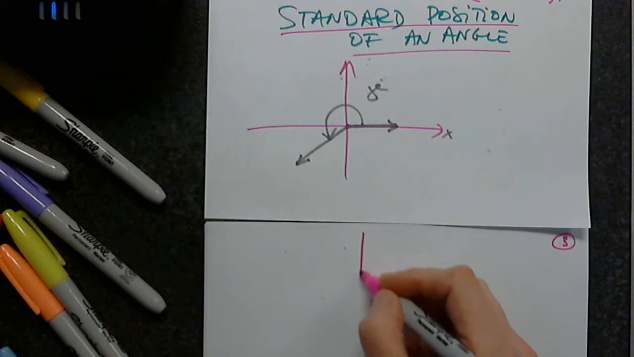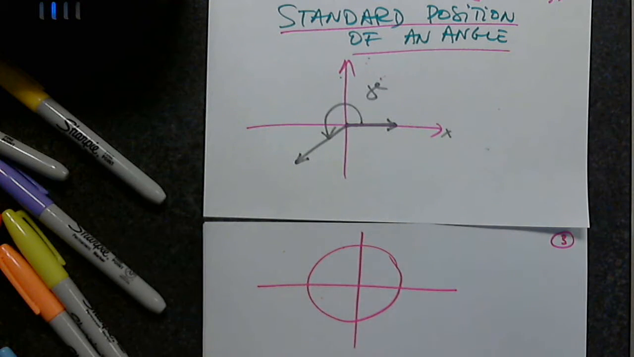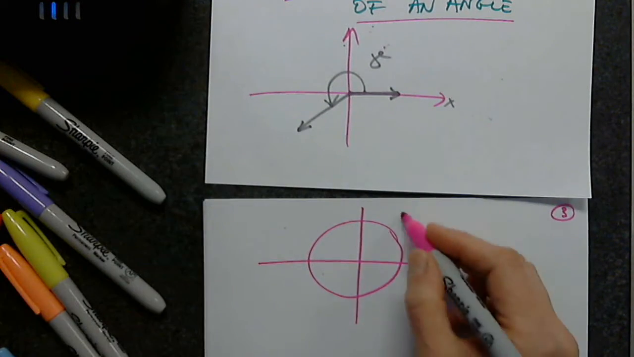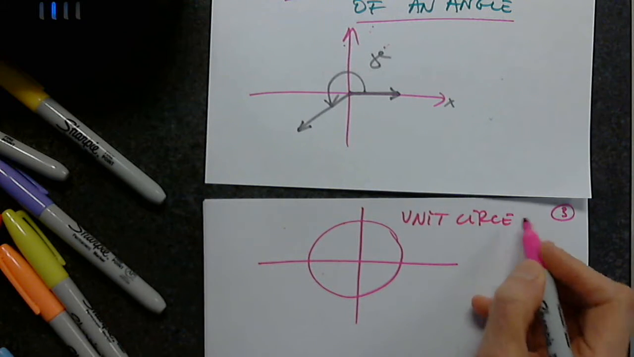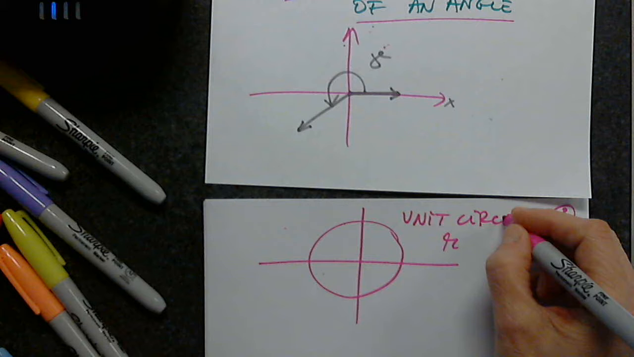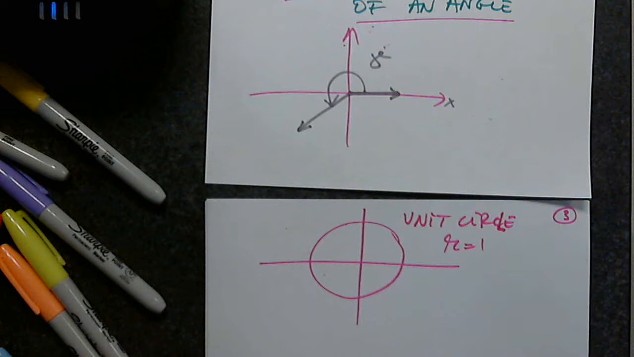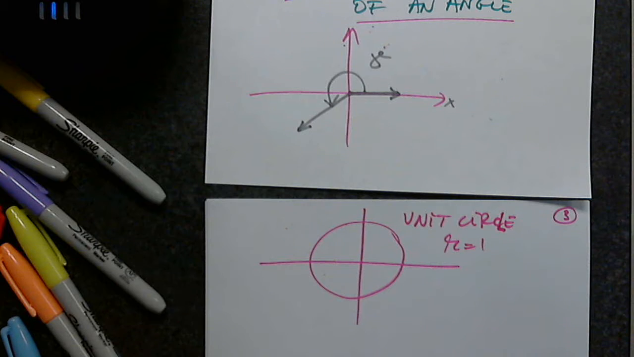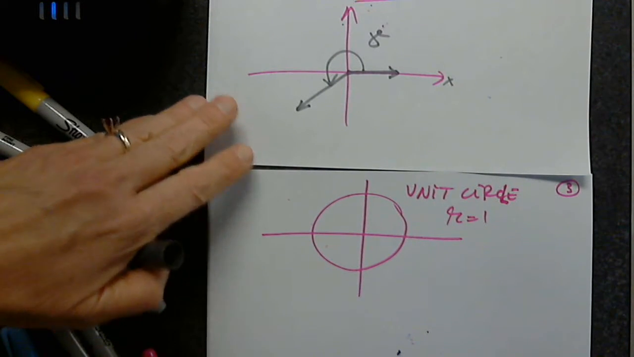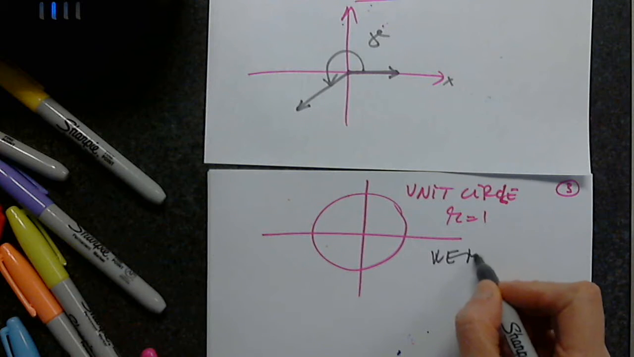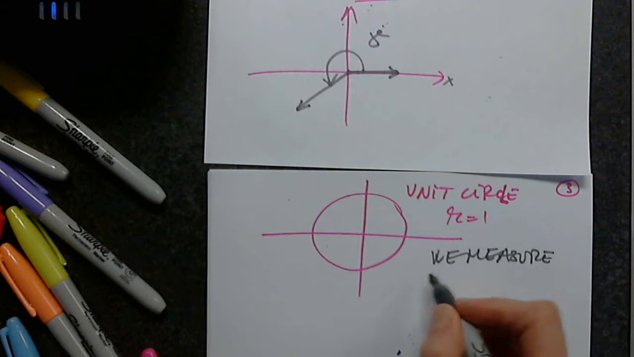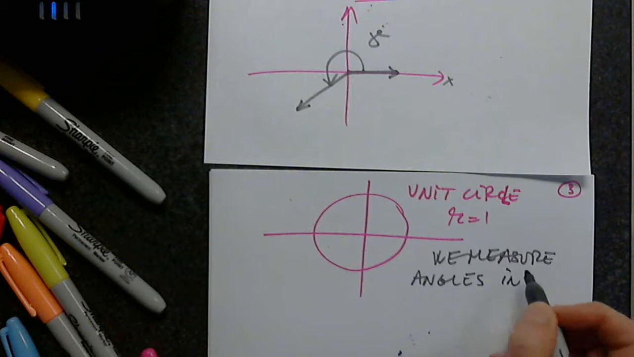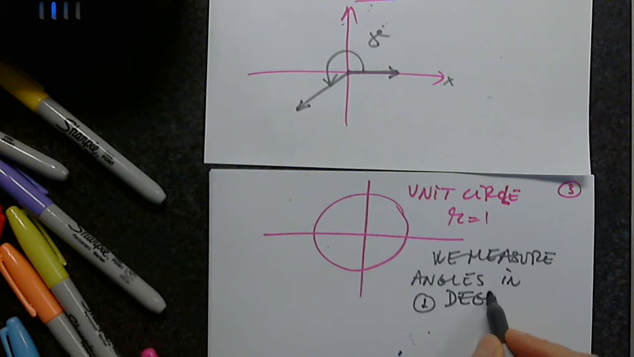Back to the unit circle. Once again, unit circle. I swallowed the L, I'm sorry. Radius 1. And what I would like to discuss is how we measure angles. We measure angles in, number 1, degrees, and number 2, radians.